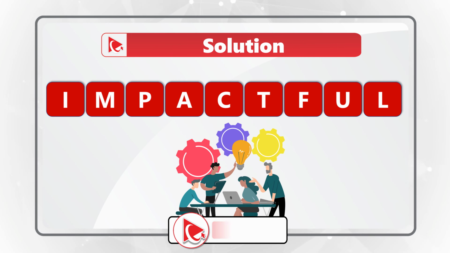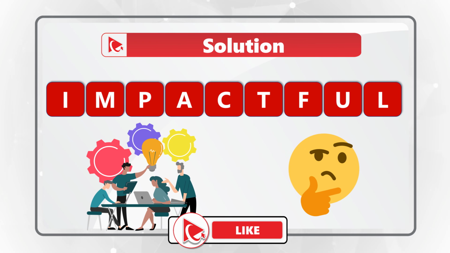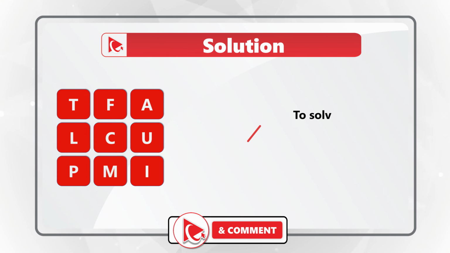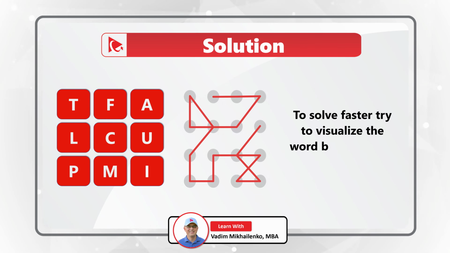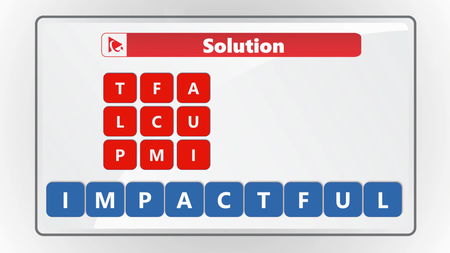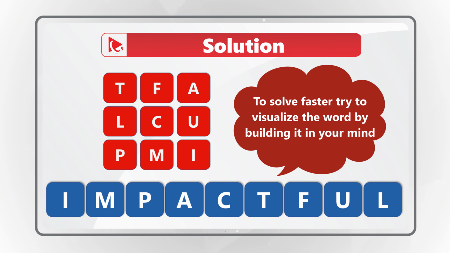I get a lot of questions on how to solve these types of challenges. The best way I found is when looking at the letters, try to draw lines connecting the letters and see if you can come up with the word. In this case, letters next to each other in the real world are next to each other also in this test question. So if we connect I, M, P, A, C, T, F, U, L, you get to the correct solution.